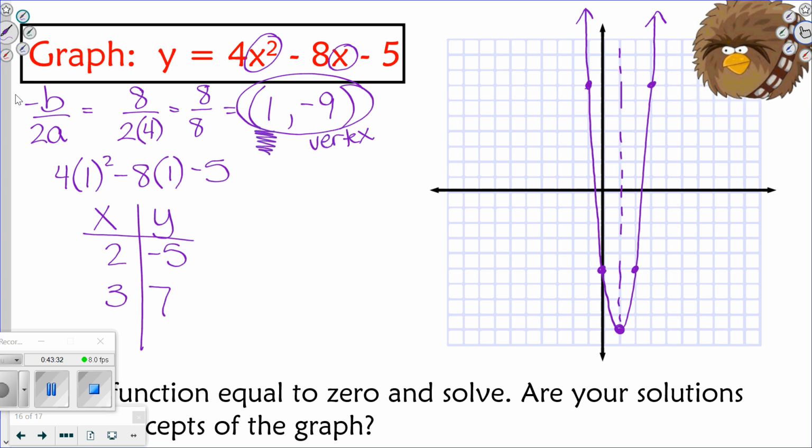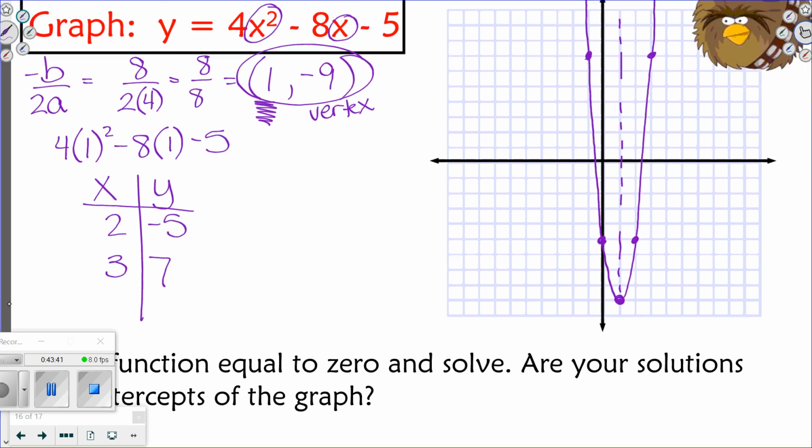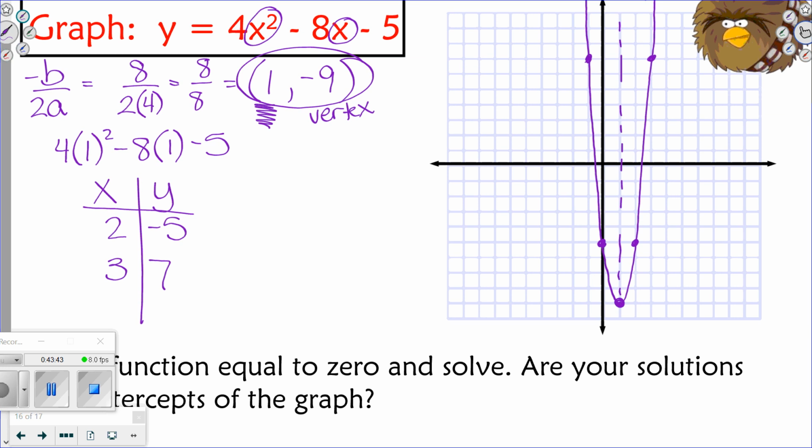Can you tell where it's crossing? Somewhere between 0 and negative 1? Somewhere between 2 and 3? Not really sure. All right, so if we set it equal to 0 and solve, see if we can find those actual answers. So 0 equals 4x squared minus 8x minus 5.